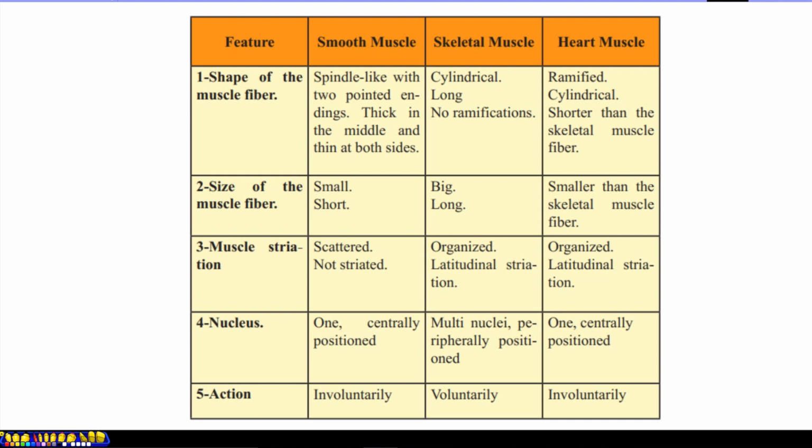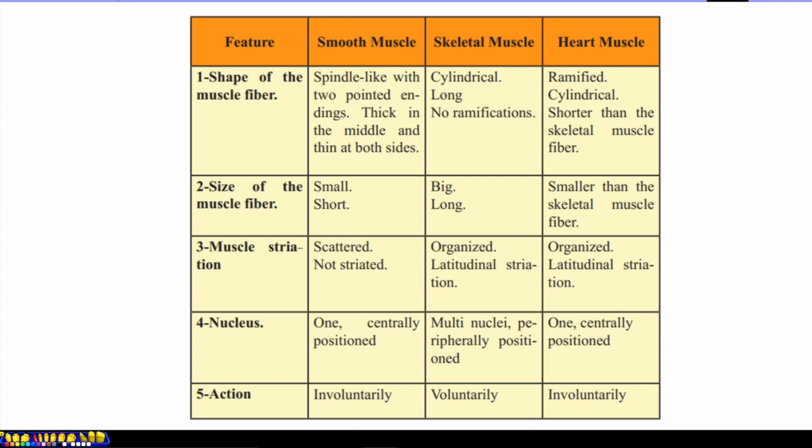Size of the muscle fiber: smooth muscle is small and short. Skeletal muscle fibers are long and big, and can extend from one side to another. We said in biceps muscles. Heart muscle fibers are smaller than skeletal muscle fibers. We said they are shorter and smaller.